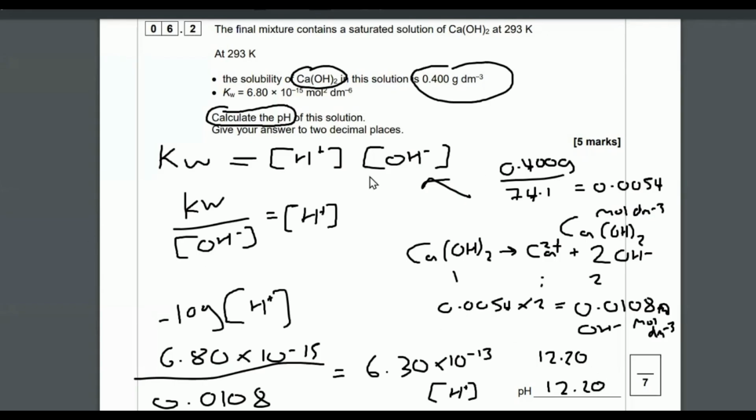So, how many marks was this? 5. Lovely. So I guess you're going to get a mark for rearranging correctly. And you're going to get a mark for working out the moles of the calcium hydroxide. And you're also going to get a mark for realizing that the moles of calcium hydroxide are not equivalent to the hydroxide ions. You've got double the hydroxide ions in 1 mole of calcium hydroxide. So we know the ratio is 1 to 2. We then need to do Kw over the concentration of hydroxide, which gives us the hydrogen ion concentration for the 4th mark. And then we need to minus log that, round to 2 decimal places and get 12.20.